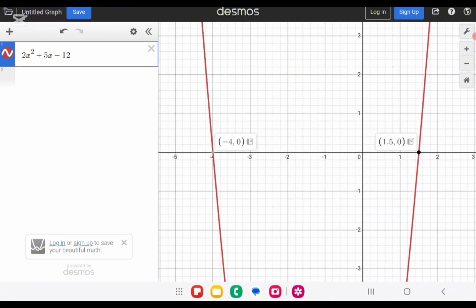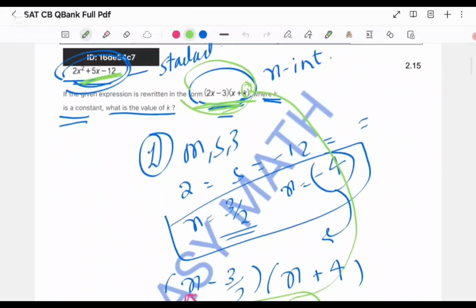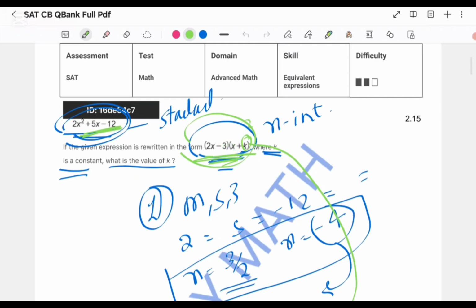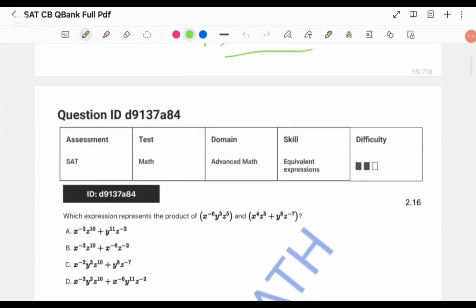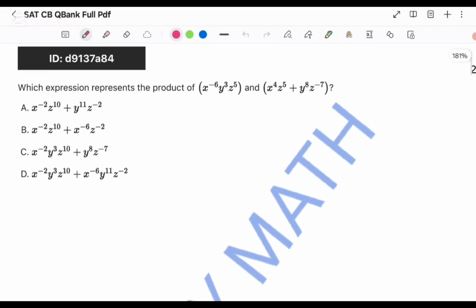Now this 1.5 or 3 over 2 and the -4, when they're written in the x-intercept form, the sign flips. That's why if you look in here, you're gonna have a 2x minus 3 even though the 1.5 was on the positive x-axis, and you're gonna have x plus 4 even though the -4 was on the negative x-axis. All right, let's go ahead. So these are two of the fastest methods that you can do this. Let's go ahead for this one though.